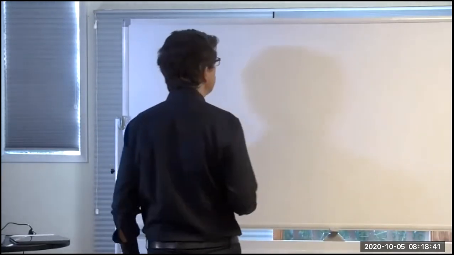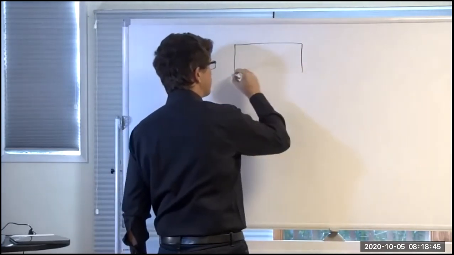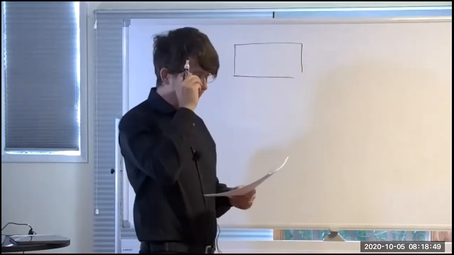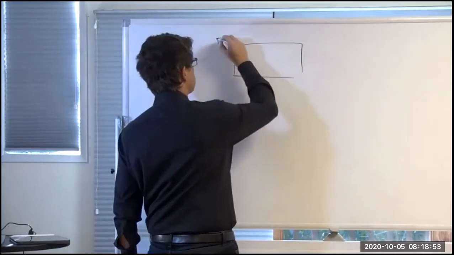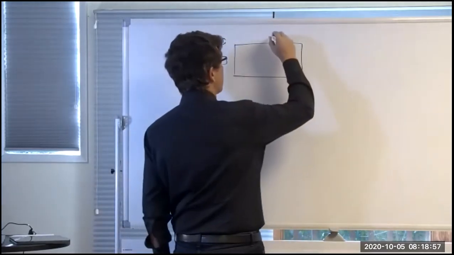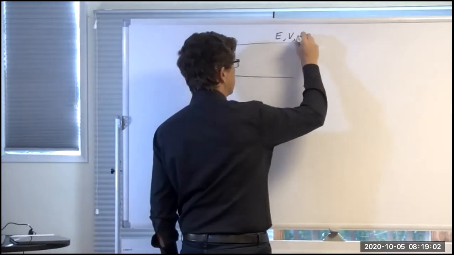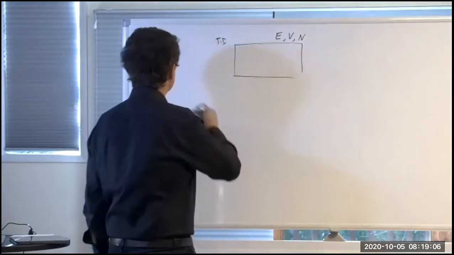So let me remind you how we define the difference between macroscopic thermodynamics and statistical mechanics. In macroscopic thermodynamics, you have a single equilibrium state. And for example, I could specify that by a certain amount of energy, volume, and number of particles. So this is macroscopic.